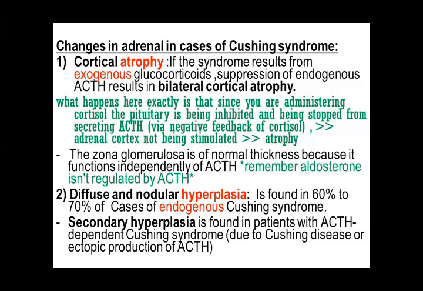I told you, exogenous Cushing syndrome is caused by the administration of exogenous glucocorticoid in the body. And second is endogenous Cushing syndrome by the excessive production of cortisol from the gland. These are the two causes, primary causes. And number two, secondary hyperplasia is found in patients with ACTH dependent Cushing syndrome due to Cushing disease or ectopic production of ACTH. So primary causes are lying in the adrenal gland, secondary causes lying in the pituitary, hypothalamus, or ectopic. Ectopic most commonly is the lungs.